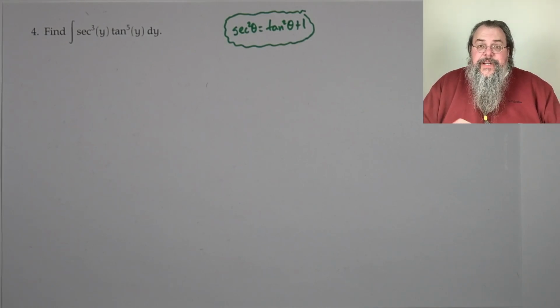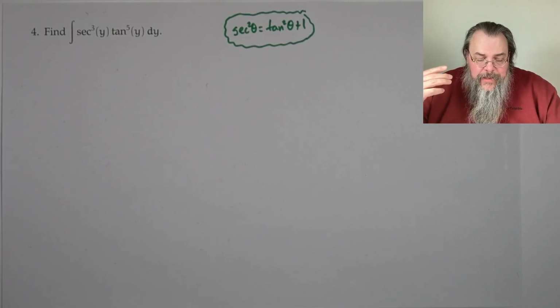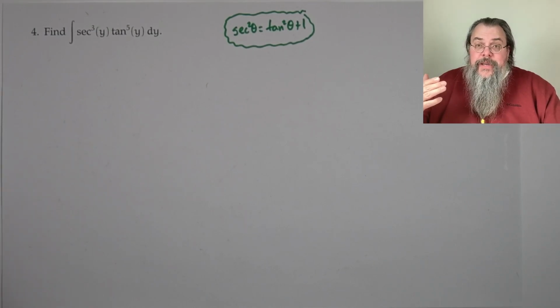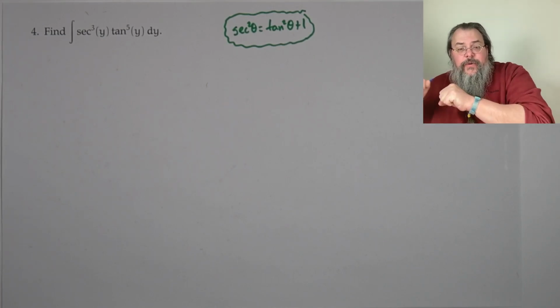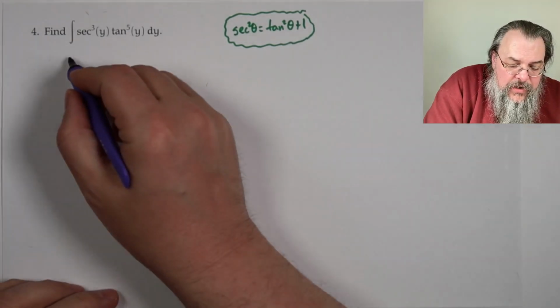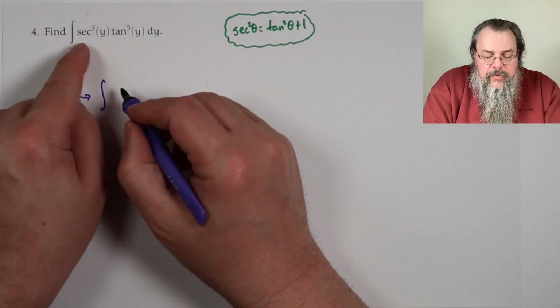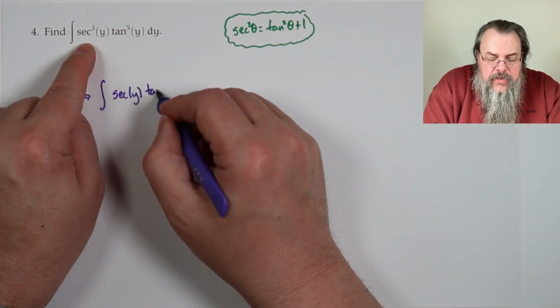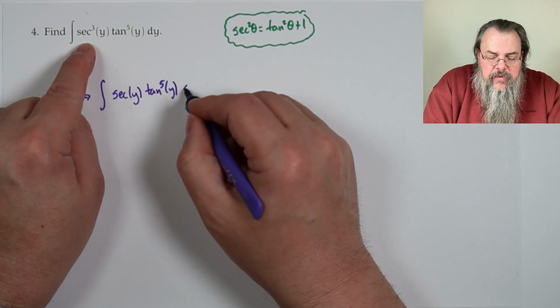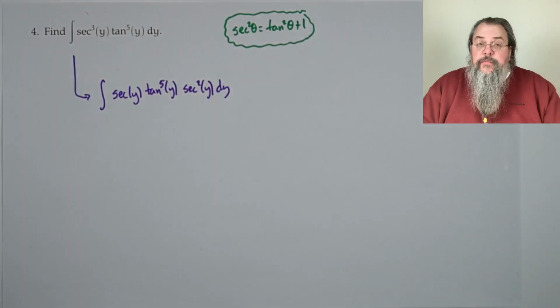So, what's the big idea? Well, with that in mind, we're going to look at two cases. Sometimes we'll do it mentally, but here we'll actually just write it out. Now, case 1 says, what happens if I pull a secant squared off to the end? So we can have the integral. If we pull off a secant squared, we're going to have secant y tangent to the fifth y times secant squared y dy. Okay, that's option number 1.